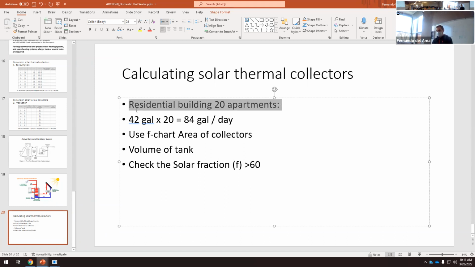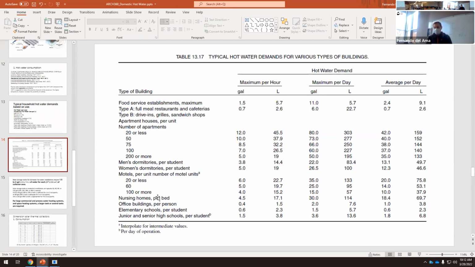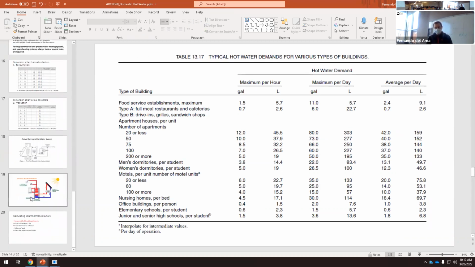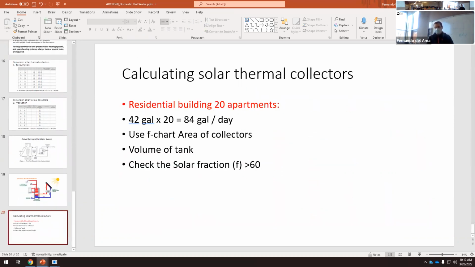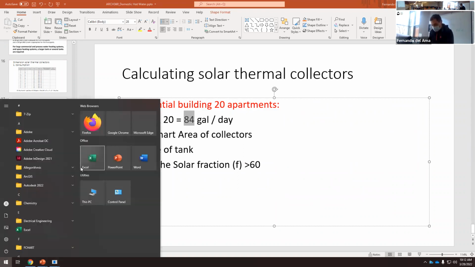The only data is about the building. I'm talking about a residential building with 20 apartments. If it's a commercial building, like a gym with 20 showers, then we have to go to that table and find out how much water we need. But let's do this. We know that we need 84 gallons per day. So let's open ARCH.